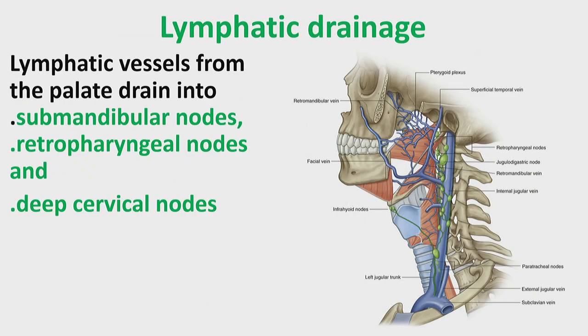Lymphatic drainage, that we already said, is mainly to the submandibular lymph nodes, which are here, and the retropharyngeal lymph nodes in the retropharyngeal space. Next week we are going to discuss that. And parallel with the internal jugular vein is the superior deep cervical lymph node, and here is the inferior deep cervical lymph node. Generally they call them the deep cervical lymph nodes, and they are located parallel with the internal jugular vein.